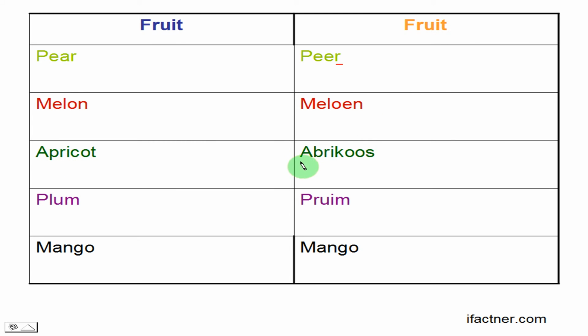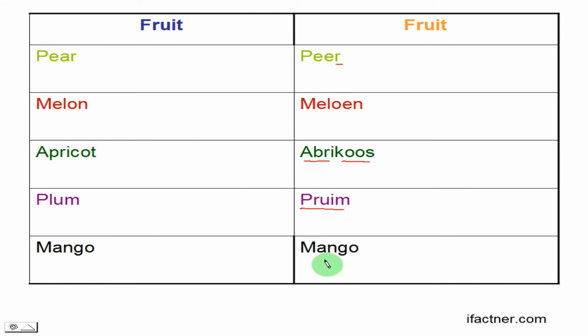Apricot. Abrikoos. Abrikoos. Plum is called pruim. Pruim.